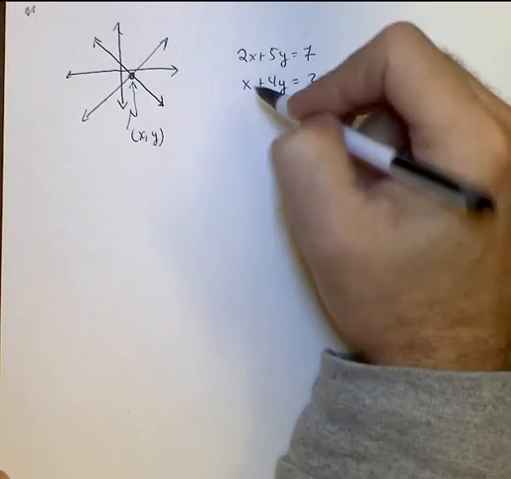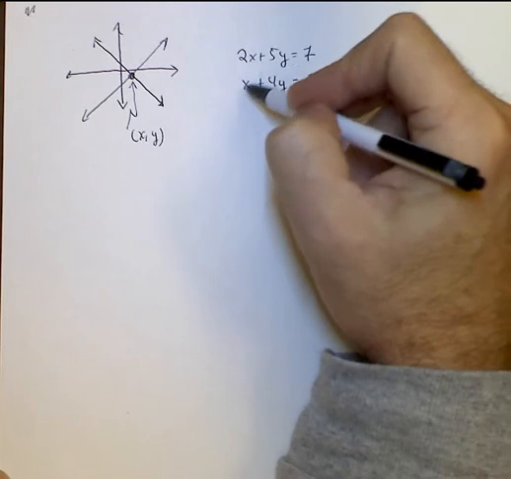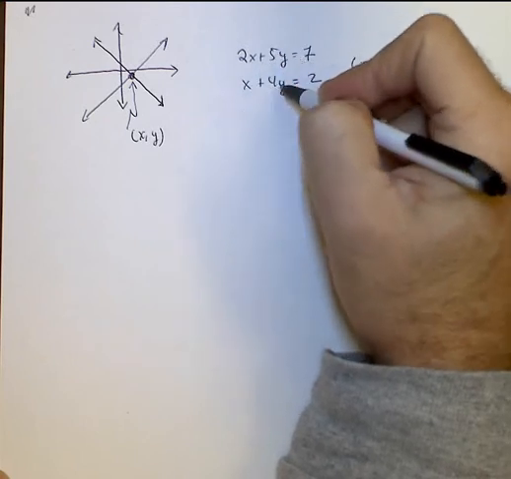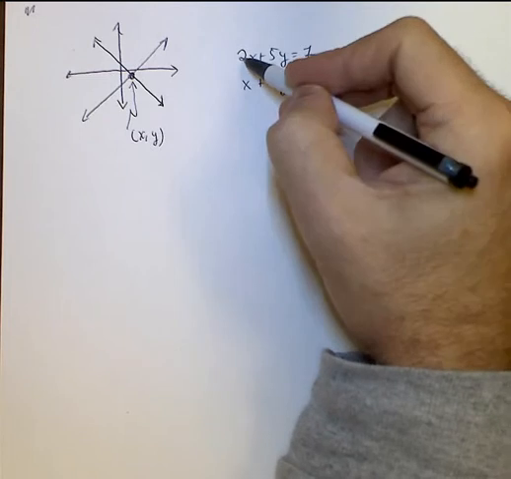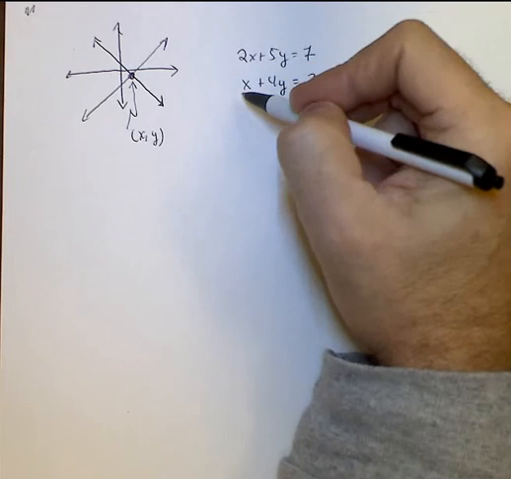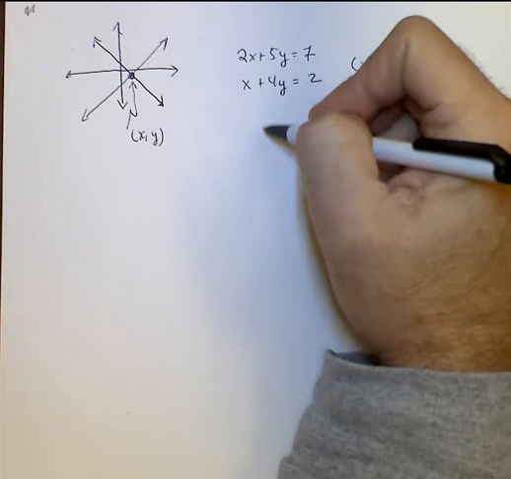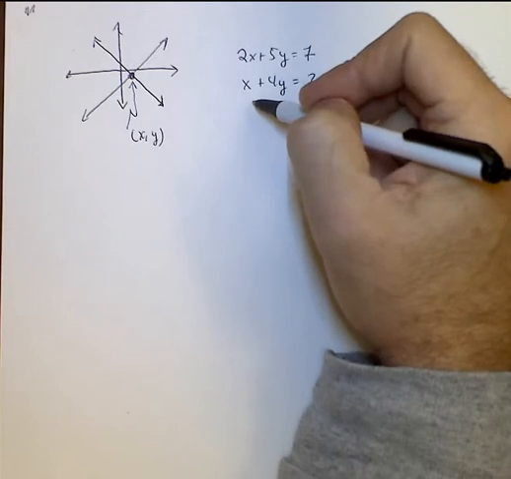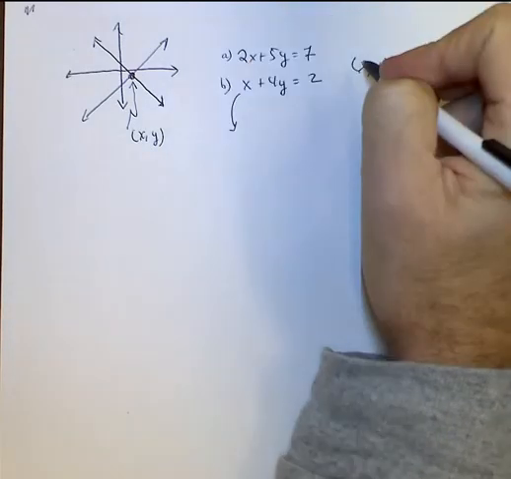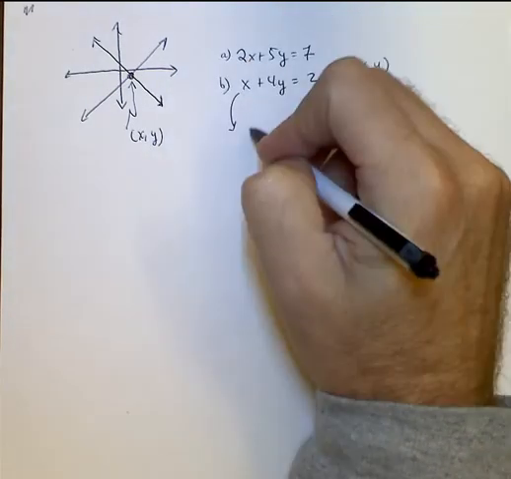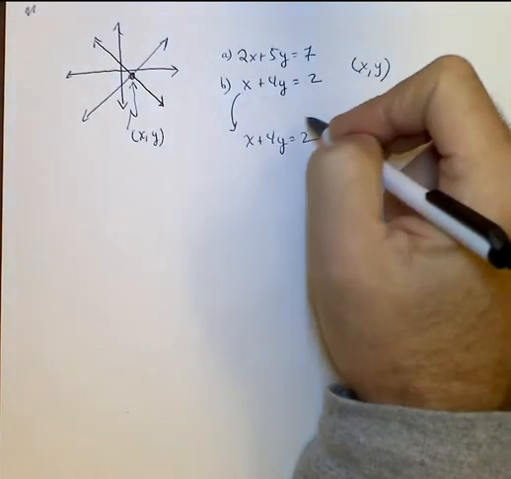So we'll take this problem, and here's how you substitute. Look for the term where the coefficient is 1. This has a coefficient of 2, this is 5, this is 4, and here's a coefficient of 1. When we have that, it means it's a good candidate for substitution. We'll call this equation A, and this equation B. We'll take equation B, x plus 4y equals 2, and we'll rewrite it as x equals.